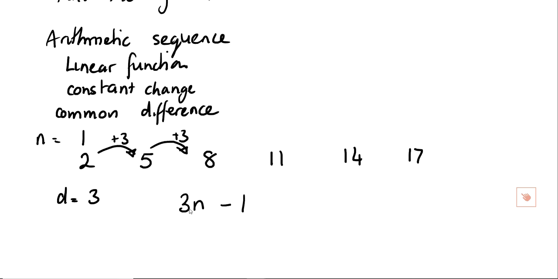3 times 1 actually gives me 3, but I actually need 2, so I have to subtract the 1, okay? And then I check that it works, so when n is 2, I need 5, so 3 times 2 is 6, I need to subtract 1 to get 5, I'm sorted. Alright, so that's my rule.